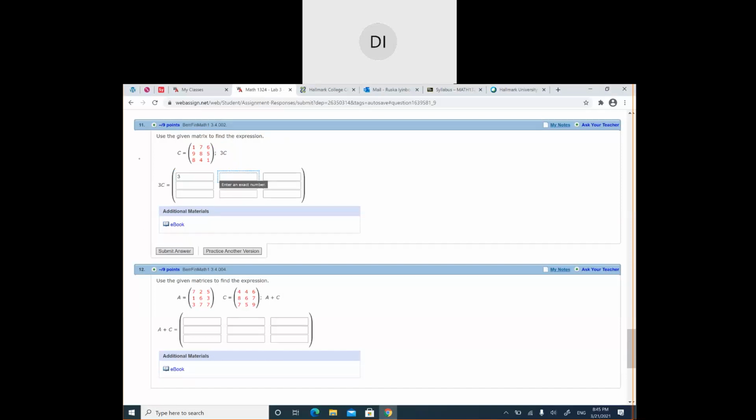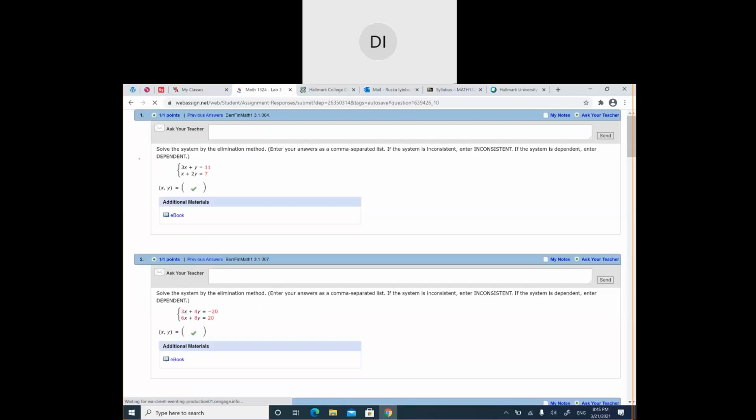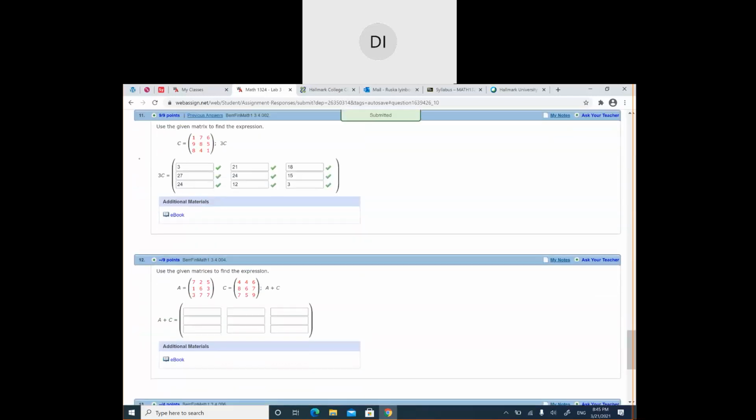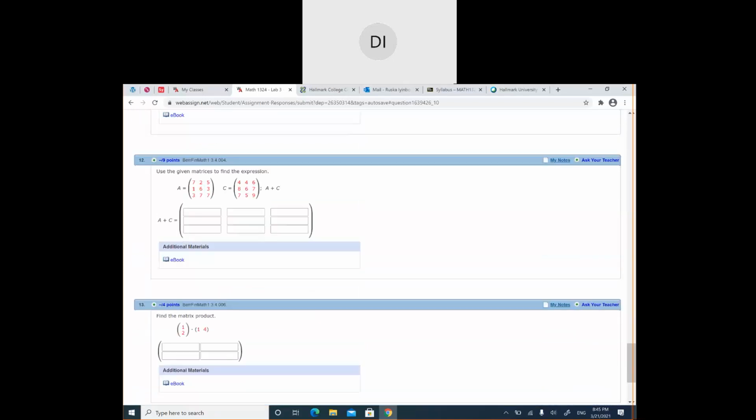3 times 7 is 21. 3 times 6 is 18. And then you have 3 times 9 is 27. 3 times 8 is 24. 3 times 5 is 15. You just multiply. 3 times 8 is 24 again. 3 times 4 is 12. And 3 times 1 is 3. And that's it. You just multiply each of the given numbers and just keep their places. Don't move them. Just multiply each of those by 3. That's all.